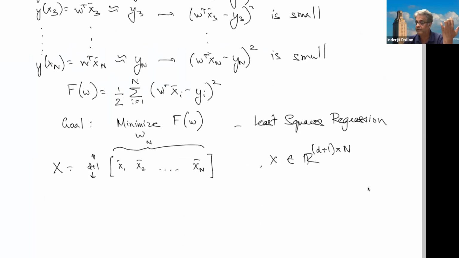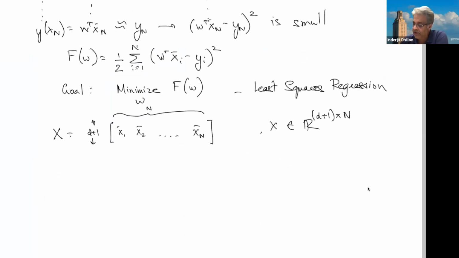Let's also do the same thing for Y, which are the labels. I'm going to say that Y is y1 through yn. So these are the n labels, and Y belongs to R^n.